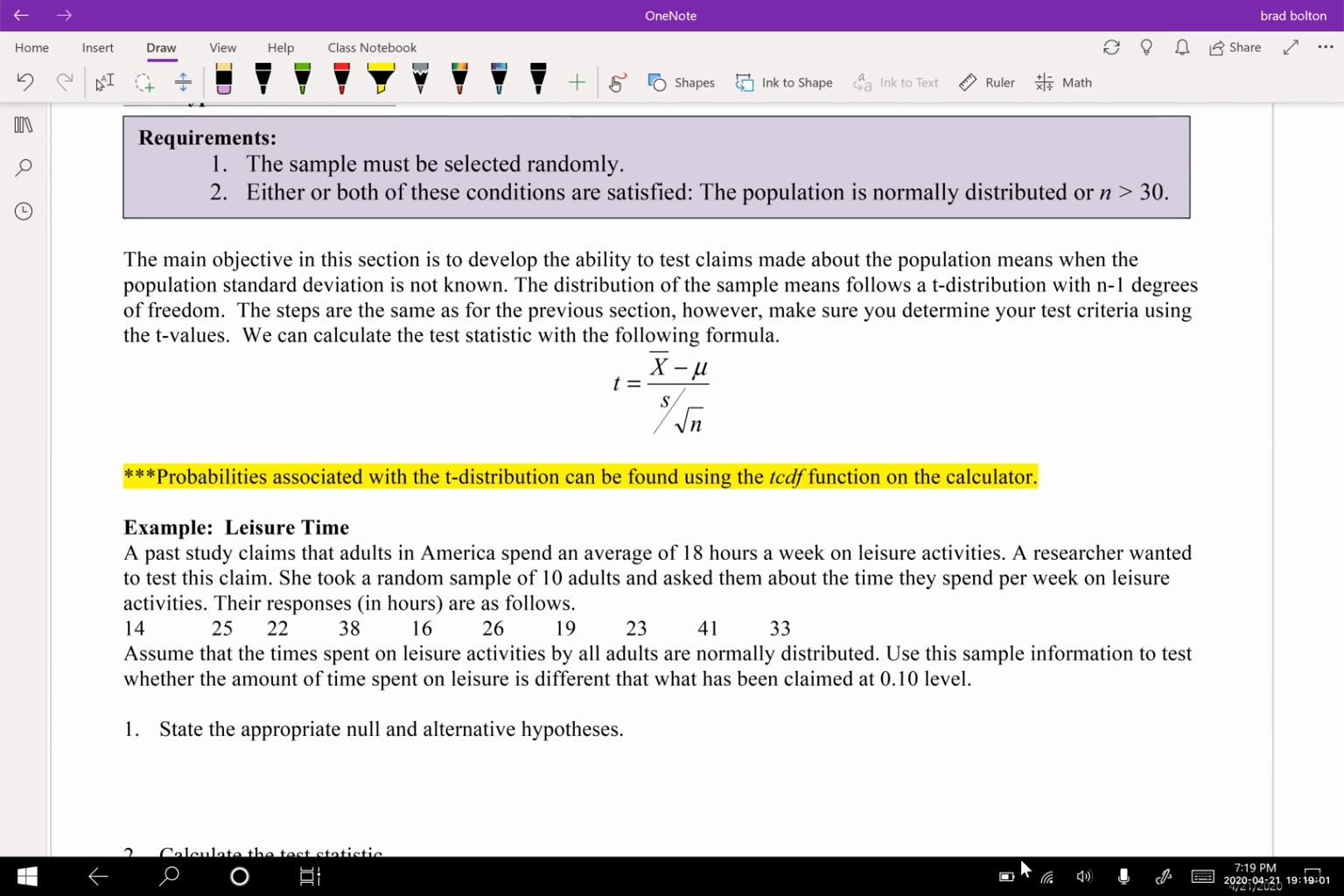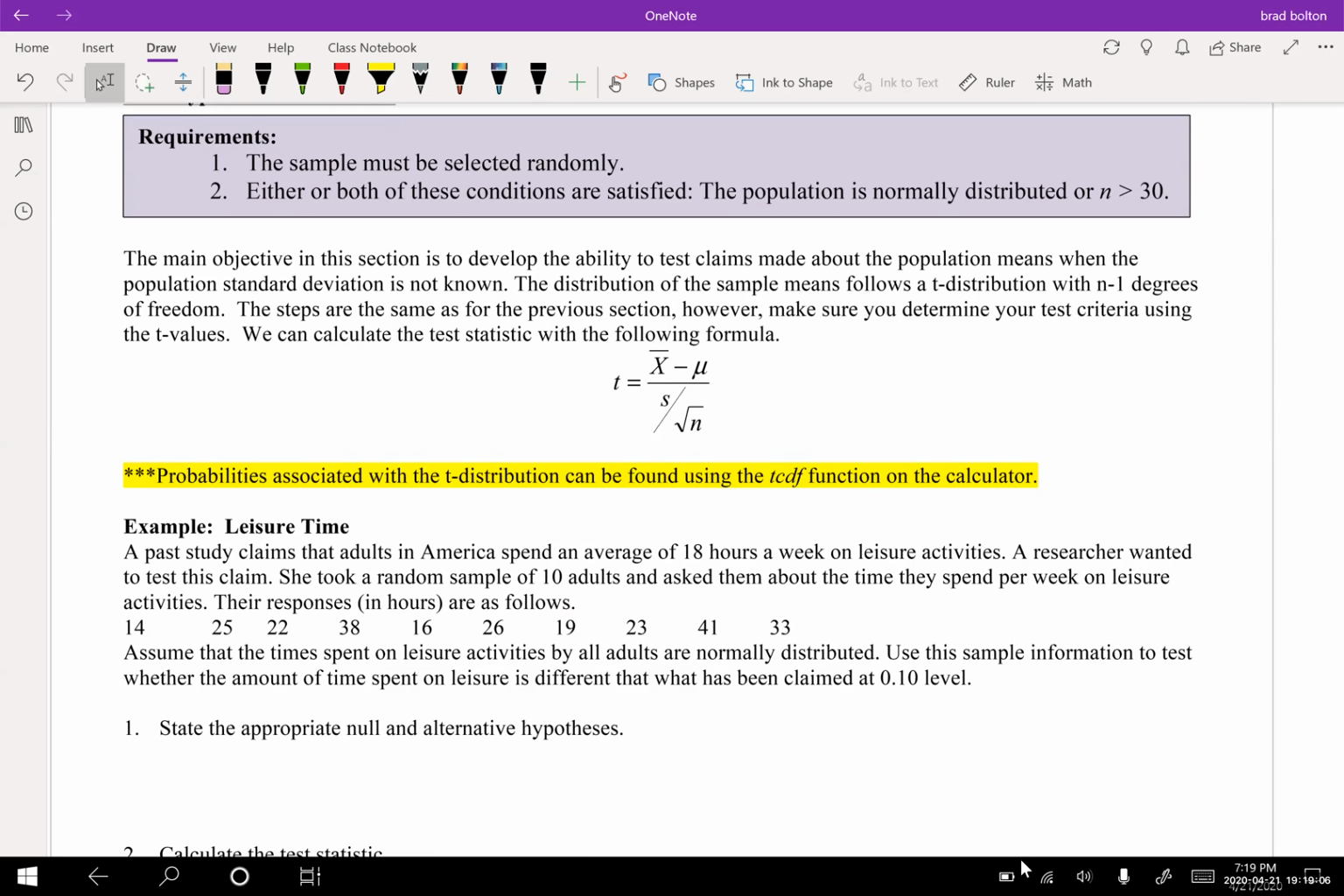But this also has a calculator function on it as well, and I'll show you that down the road. So the main objective in this section is to develop the ability to test claims made about population means. In the previous section, it was population proportions. The same requirements: the sample must be selected randomly, and either or both of these conditions are satisfied. The population is normally distributed, or the sample size is greater than 30, or both. You'll take either, okay? The distribution of the sample means follows a t-distribution with n-1 degrees of freedom.